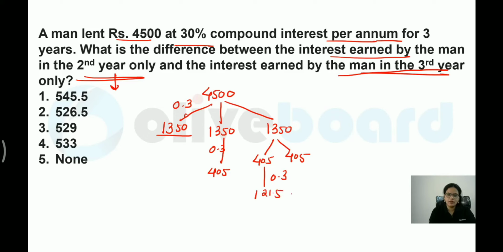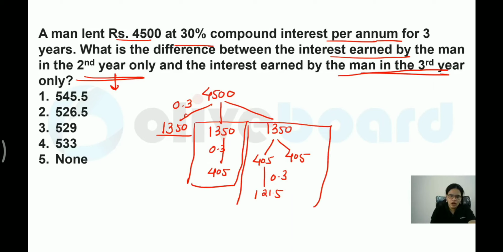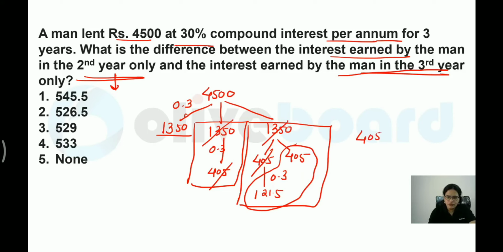This is 121.5. So what is asked in your question? The difference between second year and third year. So second year, this is the value. Third year, this is the value. How much would be the difference? You have to subtract it. This will get cancelled with this. This will get cancelled with this. So this will be the difference over here. So what would be the difference? 405 and 121.5. So you can check what value you are getting in this case. So answer would be 526.5.